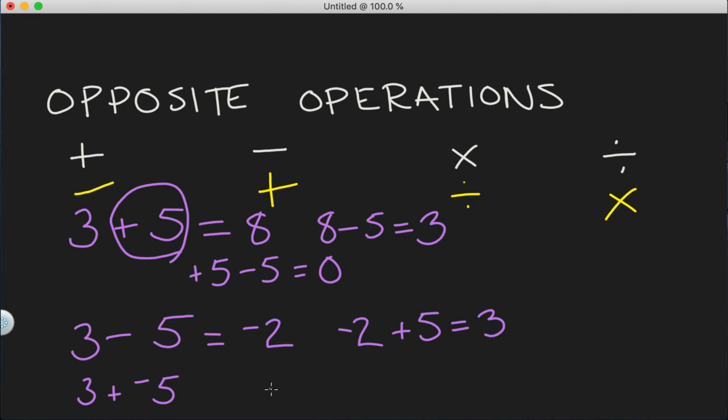We can see that again. We can start with the minus 5. The opposite of minus 5 is plus 5, and we end up at 0.